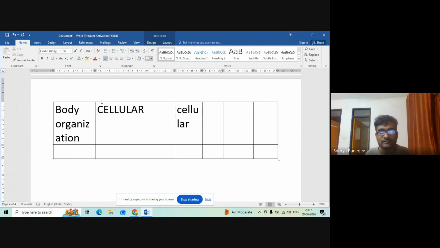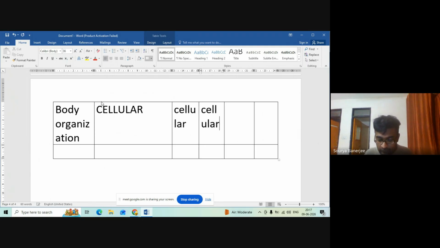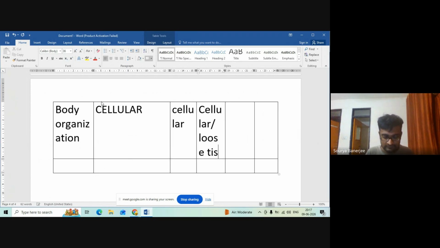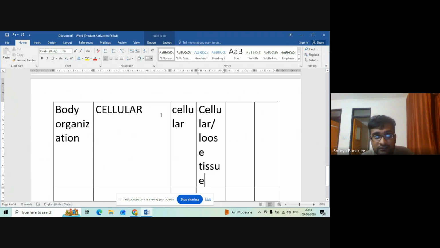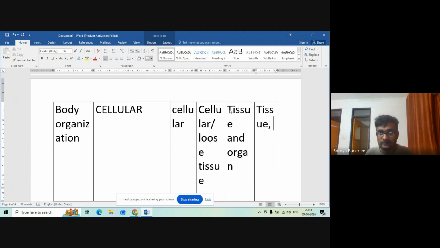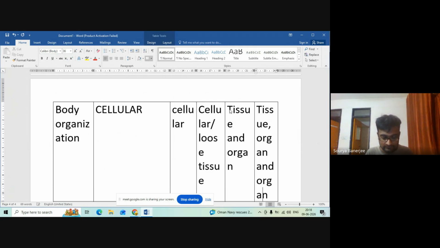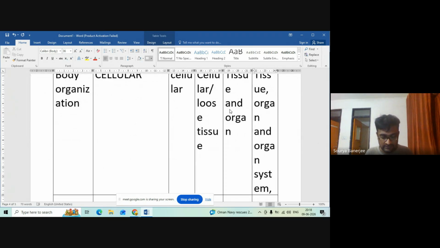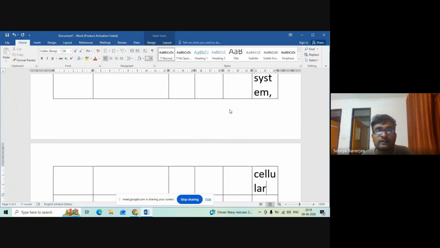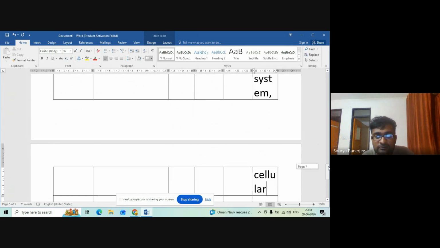But in case of fungi, cellular is there, and some loose tissue is there. In some fungi, loose tissue is there. Cellular in case of yeast, yeast is the only fungi which is unicellular. In case of plants, tissue and organ are there. In case of animals, tissue is also there, organ is also there, and organ system is also there. In some animals, like sponges, the cellular organization is present.